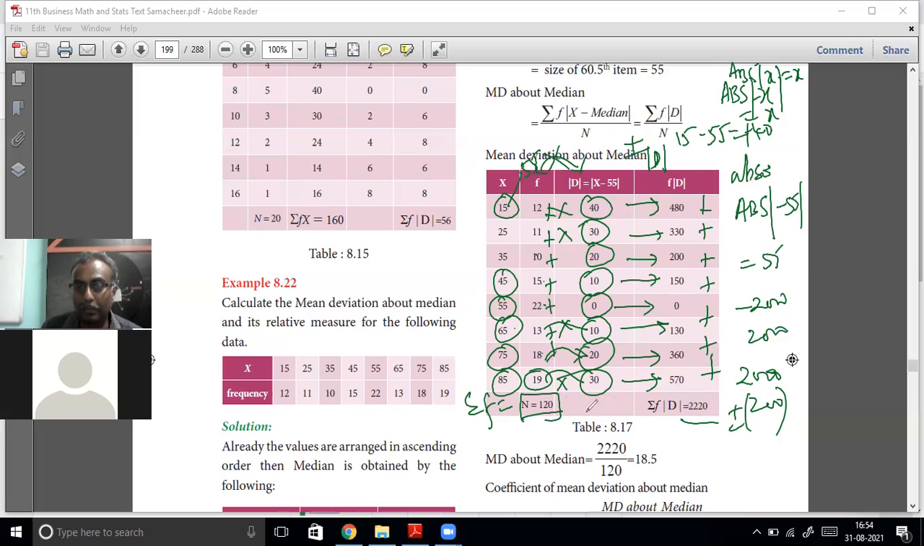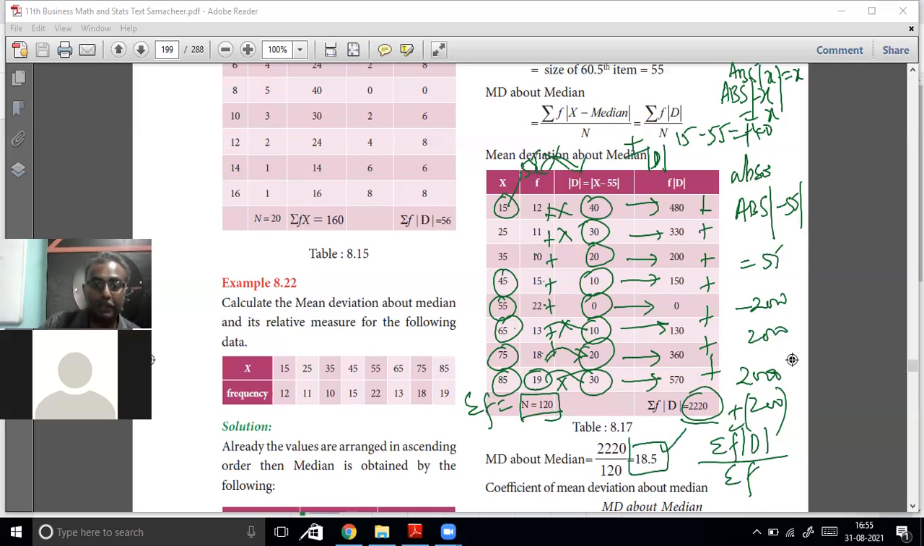Okay, so this is coming as 120. That calculation and all will not do, you do it in the original sums. Now the formula is sigma f of d absolute value divided by sigma f. So 2220 divided by 120. If you use a calculator, you get 18.5.